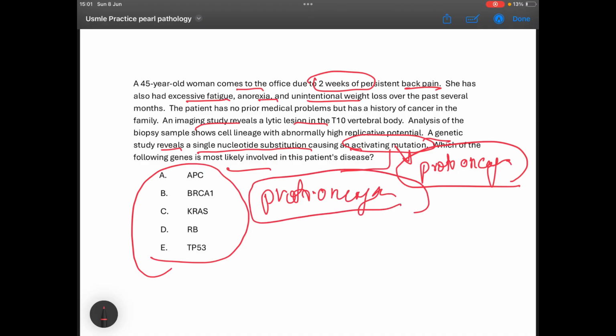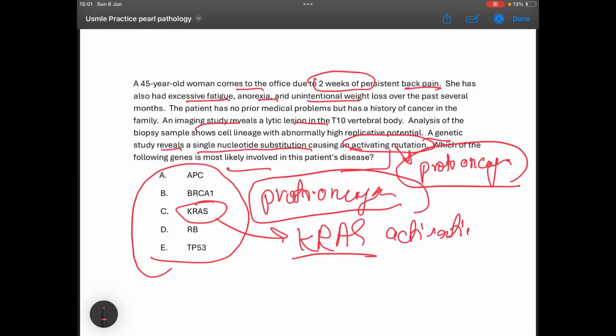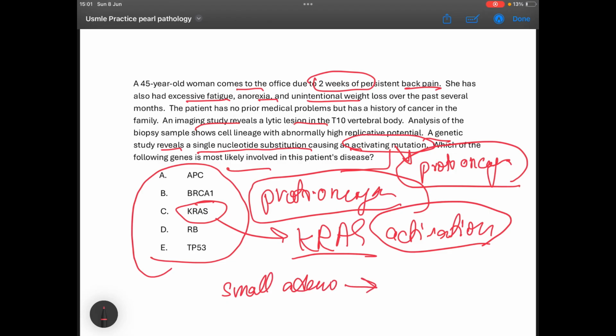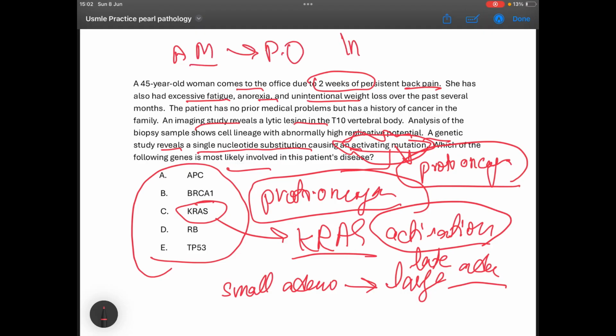Among all these genes, the proto-oncogene here is RAS, and you guys know that in colon cancer, KRAS activation we already studied in the last MCQs. RAS activation converts small adenoma into large or late adenoma. Fine, it's an easy question. If anyone is asking about an activating mutation, then it will be a proto-oncogene. If they are asking about an inactivating mutation, then it will be tumor suppressor genes. Understand?